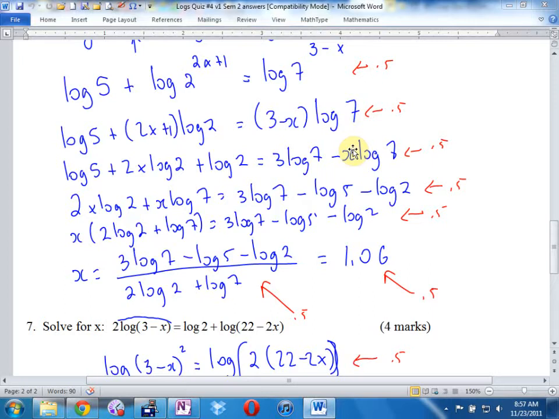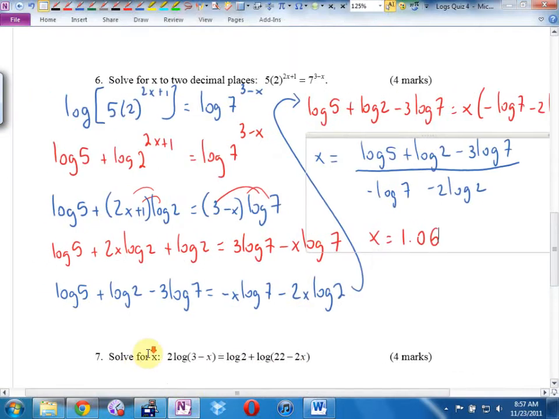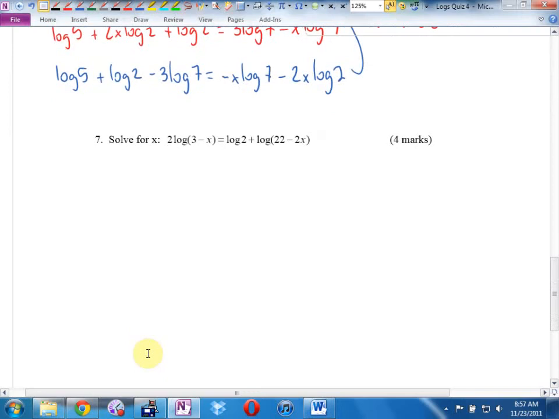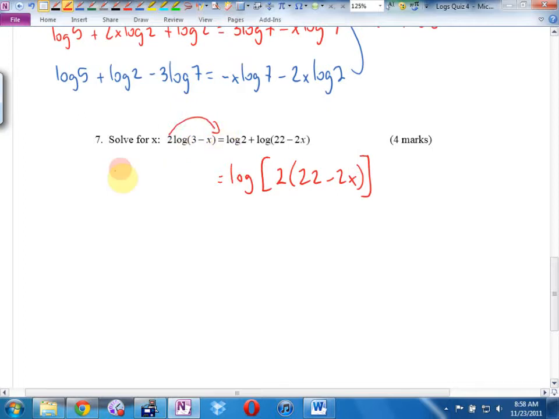Number 7, another log equation. Mr. Dueck says our strategy is to write this as one thing equals one thing. Well, the right-hand side isn't too hideous. This is going to be the log of 2 times 22 minus 2x. Yeah. I can't cancel the logs out. I need to move this 2 up to there. I need to go log 3 minus x all squared. Now, do I have one log equals one log? Okay, then the logs cancel. And I'll end up with an equation that looks like this: 3 minus x squared equals 2 bracket 22 minus 2x. I'll get rid of brackets.